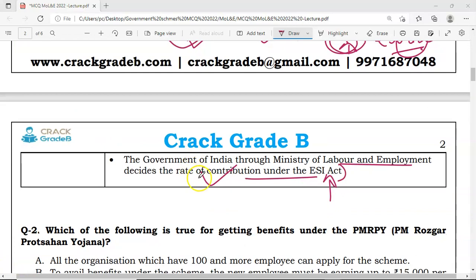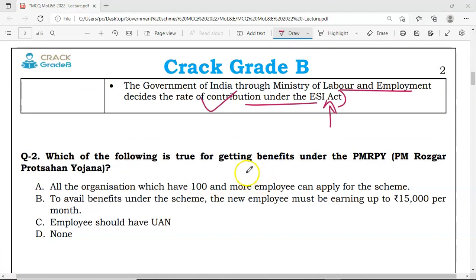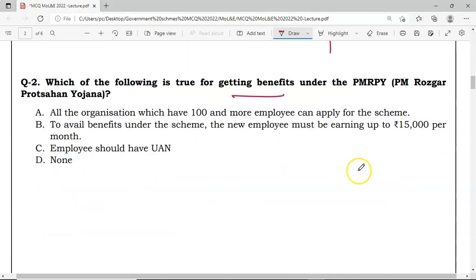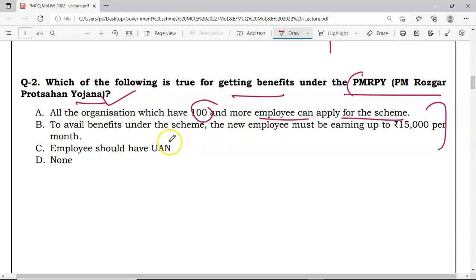Now our second question is, which of the following is true for getting benefit under this Prime Minister Rozgar Protsahan Yojana? Friends, it is a very important scheme, and we have covered almost all the points under this scheme from where a question can be framed by the RBI or SEBI. So your options are: all the organizations which have 100 and more employees can apply for this scheme; to avail benefit under the scheme, the new employee must be earning up to 15,000 per month; or the employee should have a UAN; or none of the above.